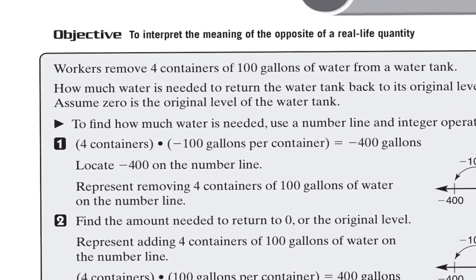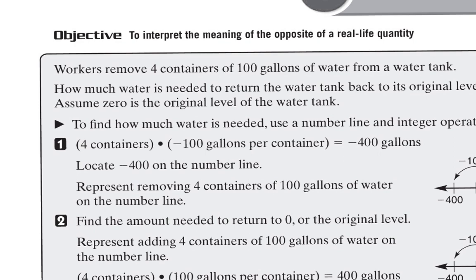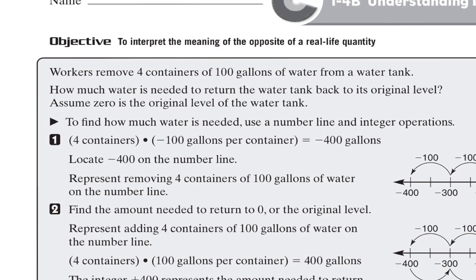This first example says that workers remove 4 containers of 100 gallons of water from a water tank. So the question is, how much water is needed to return the water tank back to its original level? Assume 0 is the original level of the water tank. Okay, so there's different ways to do this.